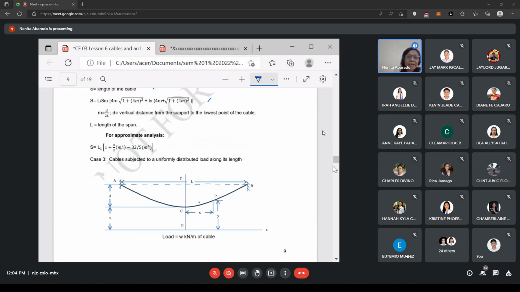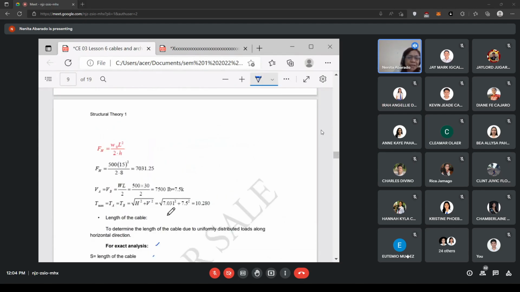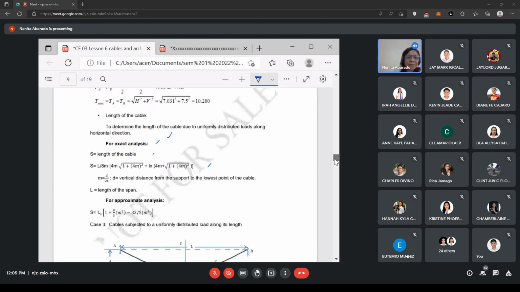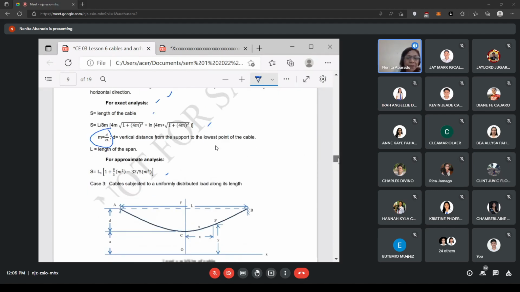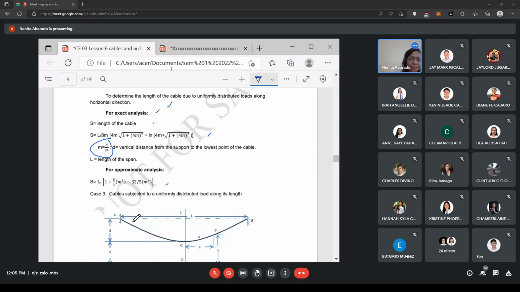We have the exact analysis and we have the approximate analysis. Konti lang ang difference niya. What is M? M is D over 2L. What is D? This is the distance from the support to the lowest point of the cable. Let's say, ani class, ano? Let's say this is the support. This is the lowest point. So, kini ang inyong D.